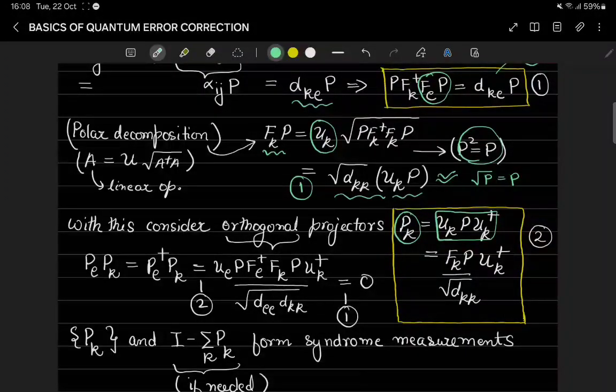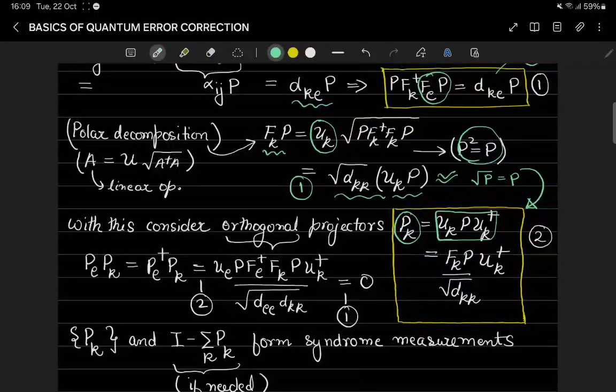So this is the second important equality. This can be written as f_k P U_k† over the square root of d_kk. This is again simple to check because U_k P is the same as f_k P over the square root of this, by using this. So we are using this in here.